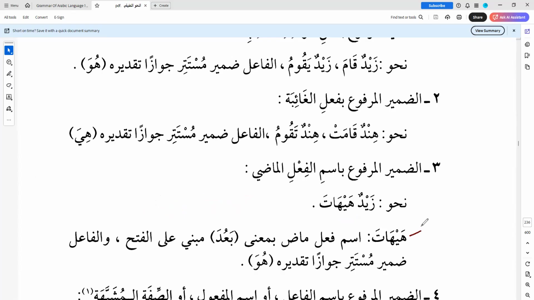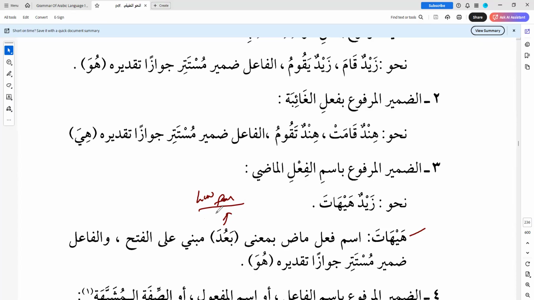So hayhat is ismul fi'l. So you see that it's ismul fi'l al-madi. هيهات is اسم الفعل الماضي. And there are a few أسماء أفعال in Arabic. We discussed this in the earlier chapter, in the earlier episode, so you may want to go back and review. هيهات is اسم فعل ماضي بمعنى بعودة. See, بعودة, it means far. So it's like we're saying how far, how far what you are looking for, how far what you are thinking. Means it's never gonna happen.